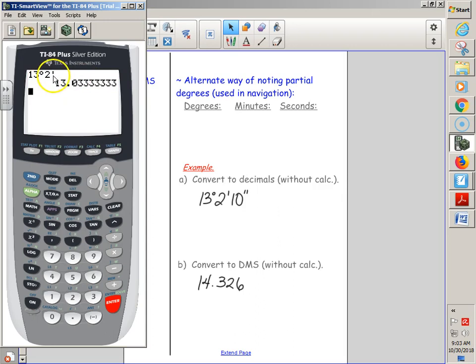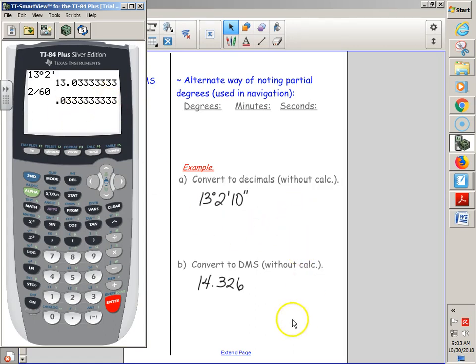13.0333. What is that? 13 and a little bit more. That's 2 little bit more. I wonder what that is. 2 over 10? No, that's 0.2. 2 over 20? No, that's 0.1. 2 over 60. I wonder what 2 over 60. Oh, hey. 60. Why did I think 60? Minutes. 60 minutes in an hour. And then seconds, 60 seconds in a minute.